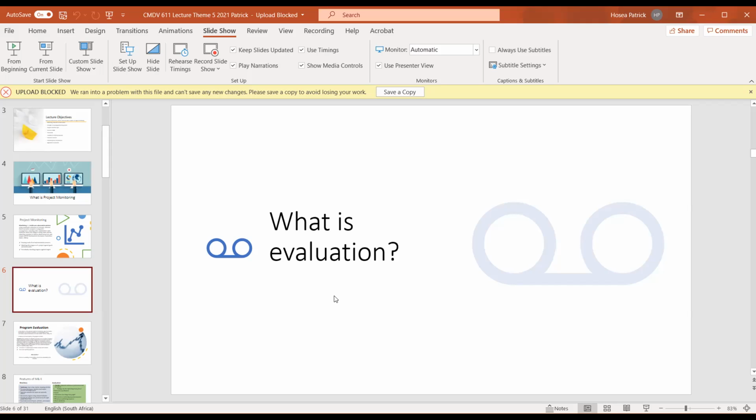Yeah, any other contribution as relating to that? What in your own understanding is evaluation? Or in another word, what is evaluation?